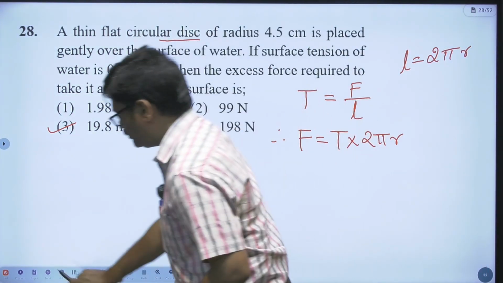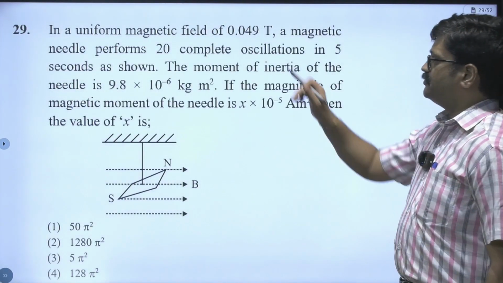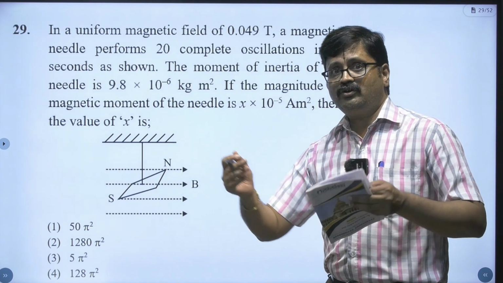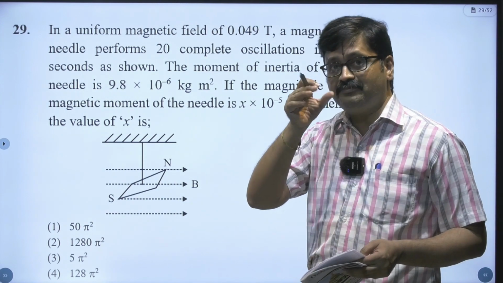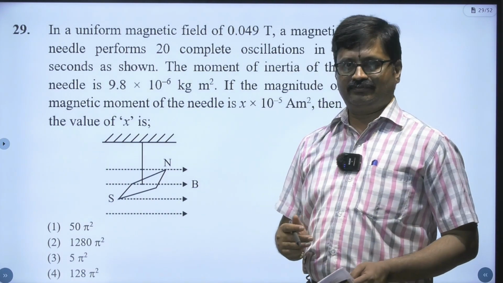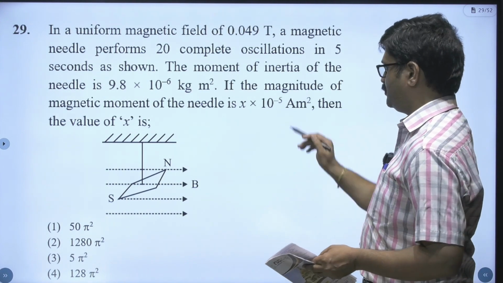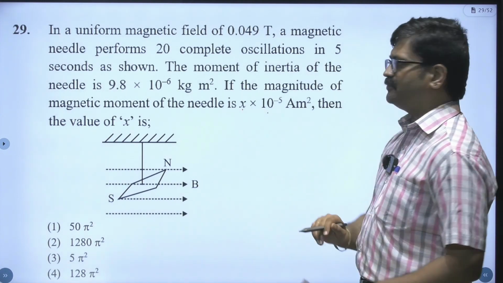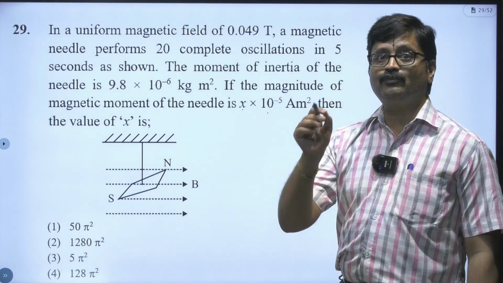Now, let's move ahead with our next question. Now, this question is based on the motion of a magnetic compass needle. We should remember that whenever we place a magnetic compass needle in a magnetic field, it is going to execute what? Simple harmonic motion. In this question, they want us to calculate the value of x. So what is x here? Magnetic moment of the needle is x into 10 to the power minus 5. So in this question they want us to calculate the magnetic dipole moment of the needle.